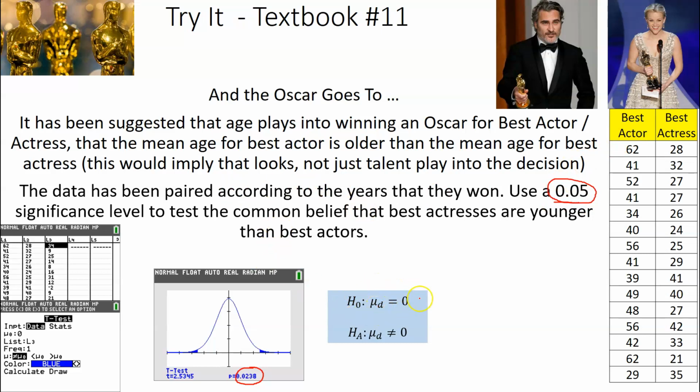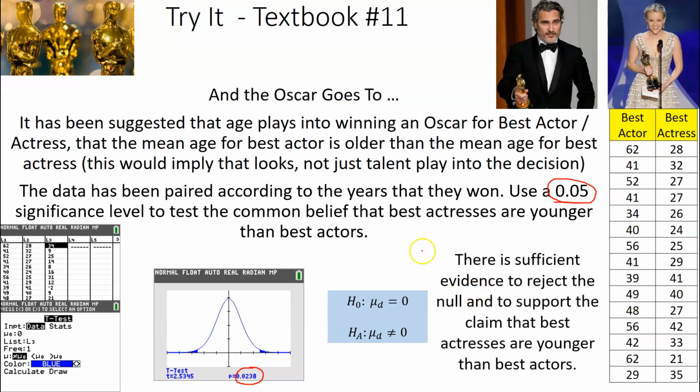So the mean difference is not equal to 0, which means that there is a mean difference that's different than 0. So these are different. That implies that, yes, even though there's variation, they are different. So there is sufficient evidence to reject the null and support the claim that best actresses are younger than best actors. All right, if you want to play with these a little bit more, there's a few problems right there to practice with. Have a good day.